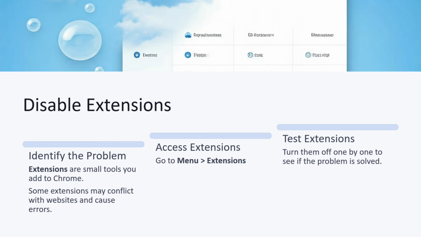Next fix is disable extensions. Extensions are small tools you add to Chrome. Some extensions may conflict with websites and cause errors. So go to extensions in menu, then turn them off one by one to see if the problem is solved. We will see how to do that.